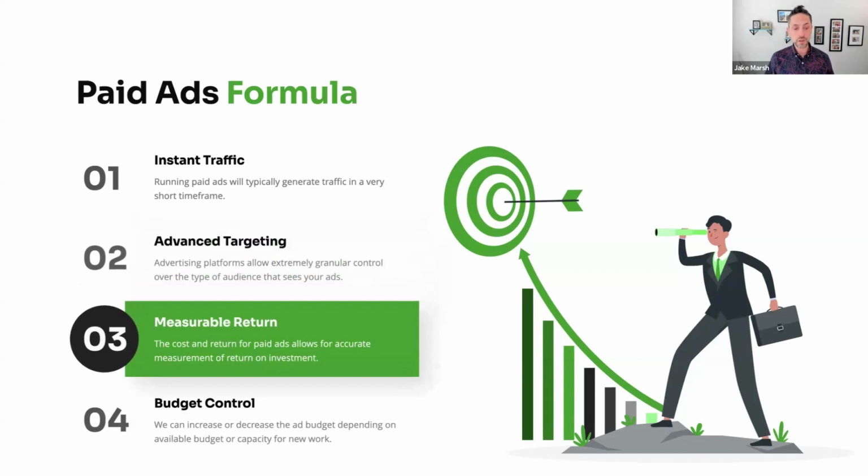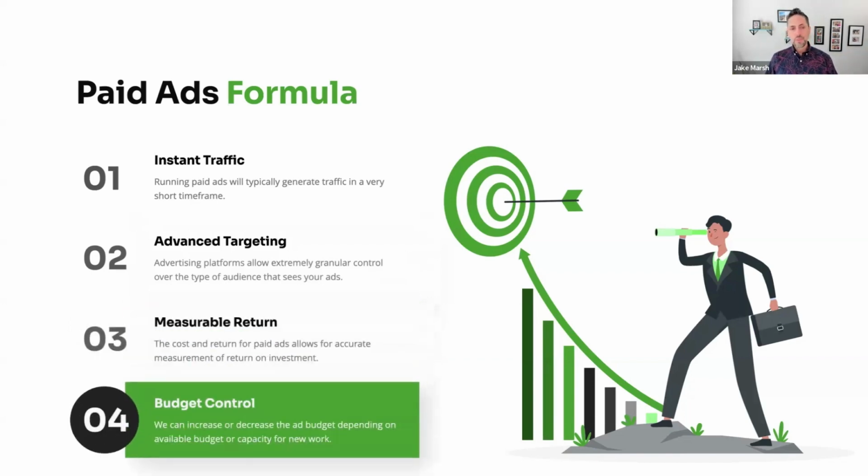Measurable return. We know what we're spending and what we're getting back. We track those. We make sure that we have all of this in our CRM that we provide for our builders. And then budget control. If we need more business, we can increase the budget. If we don't have funds for a month, we can decrease the budget. We have the flexibility to kind of control that with ads.